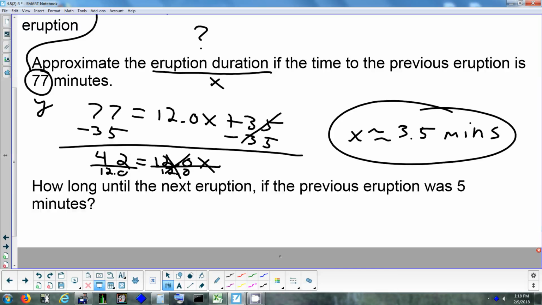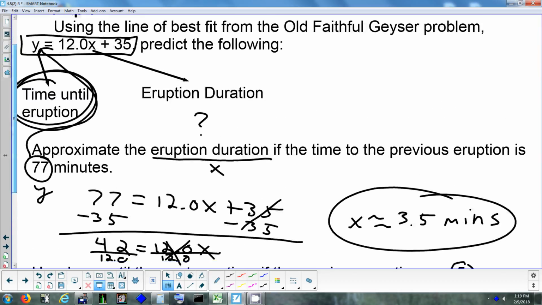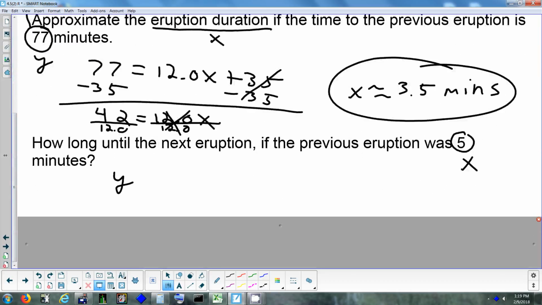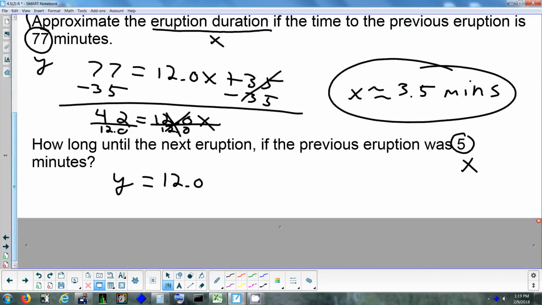All right. Now, if the previous eruption was 5 minutes, it lasted 5 minutes, I want to know when the next one is going to be. So you're going to plug in that. Is that x or y? X. The previous eruption was 5 minutes. So how long until the next eruption? Y. So y equals 12.0 times 5, plus 35.